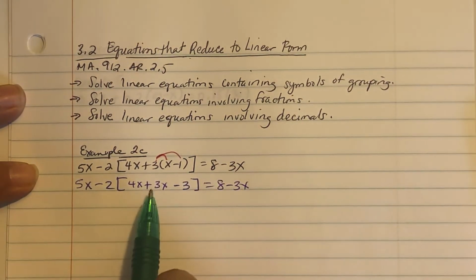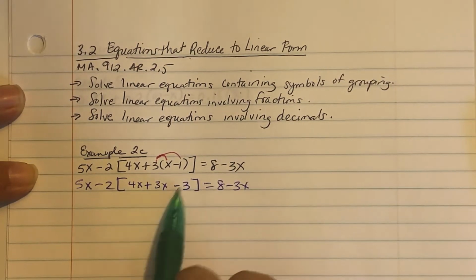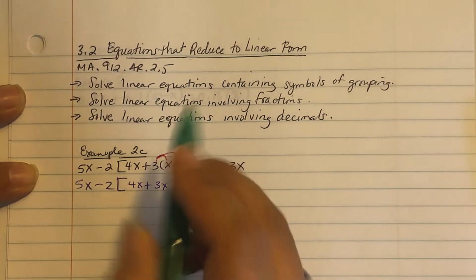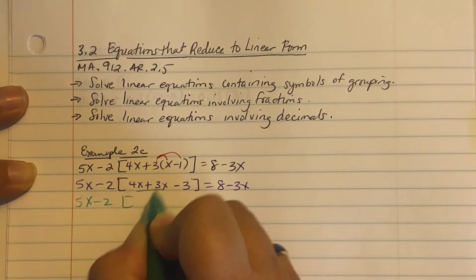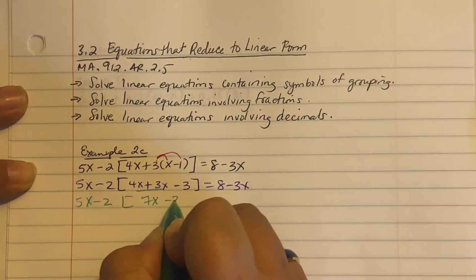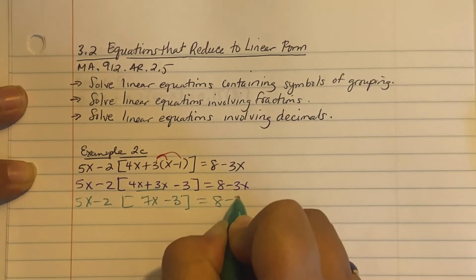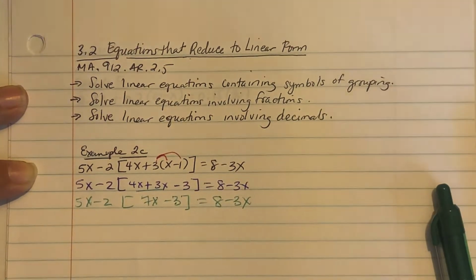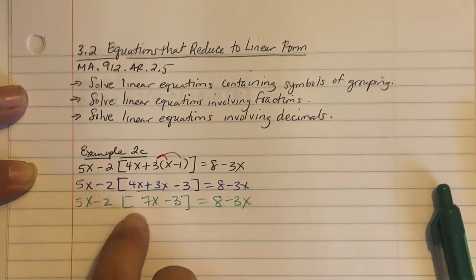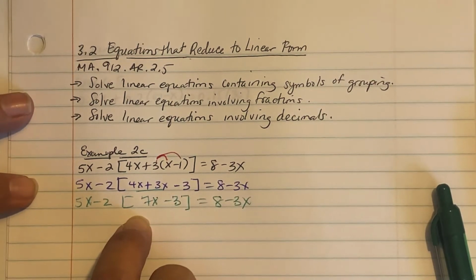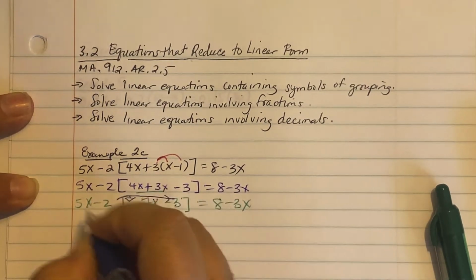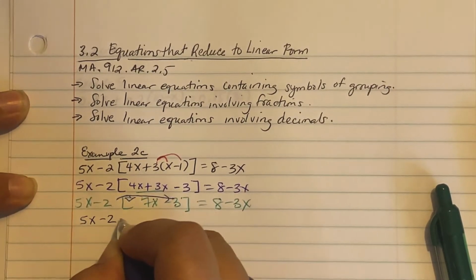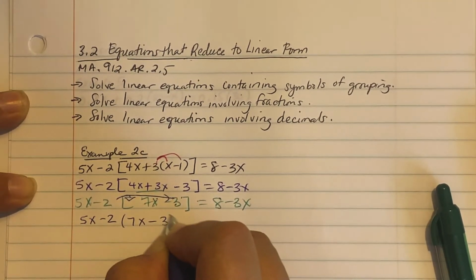Okay, so because we have brackets still, we want to make sure we combine like terms inside the bracket. So the 5x minus 2 slides down. We had 4 x's and 3 more joined them, so we have a total of 7x minus 3, close the bracket, equals 8 minus 3x. Now we notice that we have a 2 attached to the bracket by multiplication. So we need to first multiply in by distributing the 2 into the bracket. So we have 5x minus 2 times 7x minus 3 equaling 8 minus 3x.